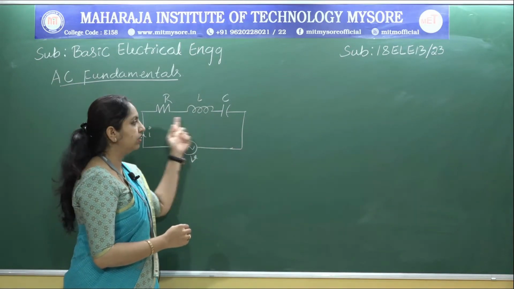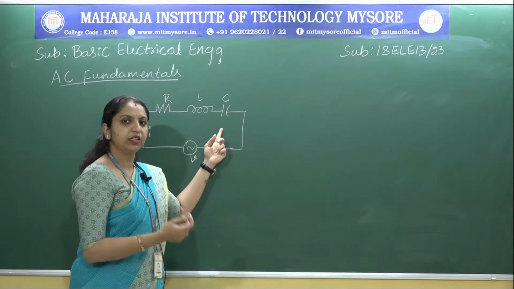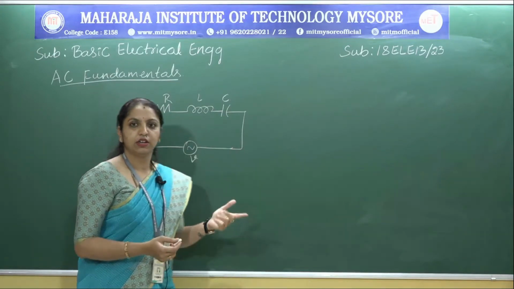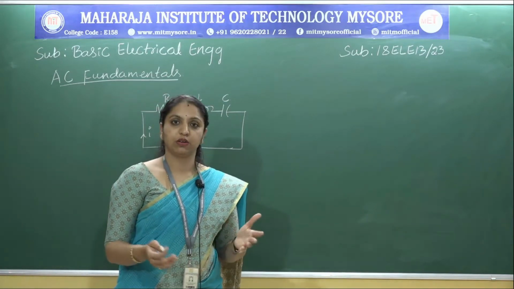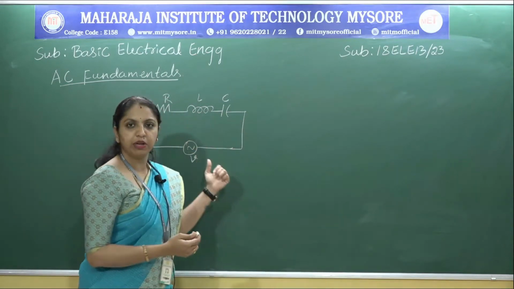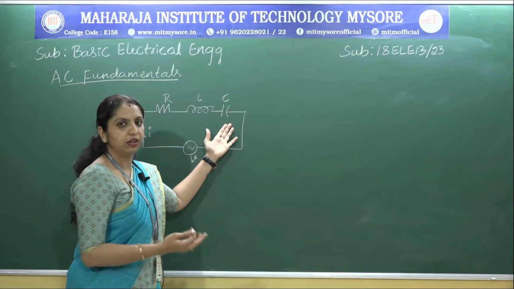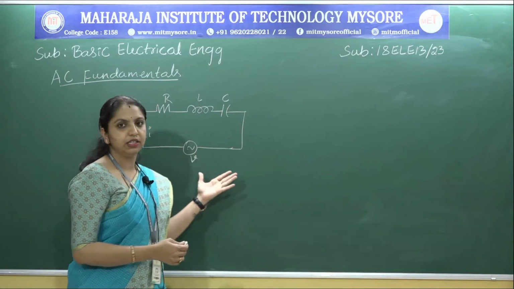It is not necessary to have all three components here. These are passive components. The circuit can have only a resistor, only an inductor, or only a capacitor, and sometimes a combination of R and L, a combination of R and C, and of course a combination of RLC. So this is nothing but an AC circuit.